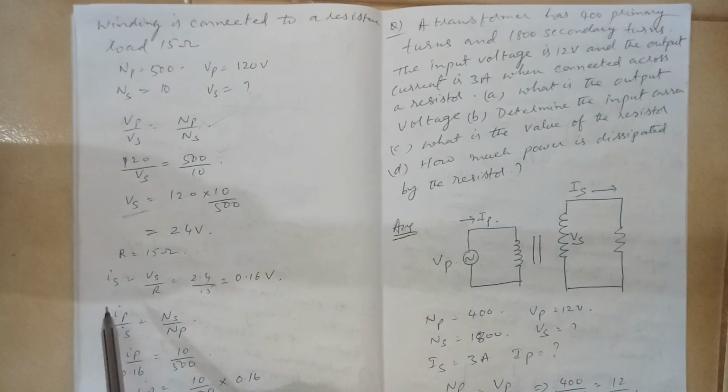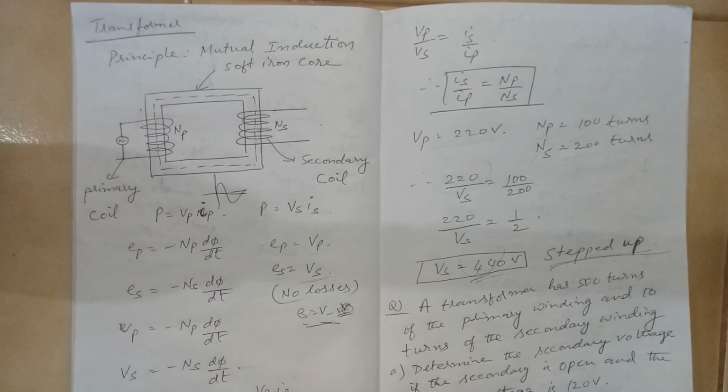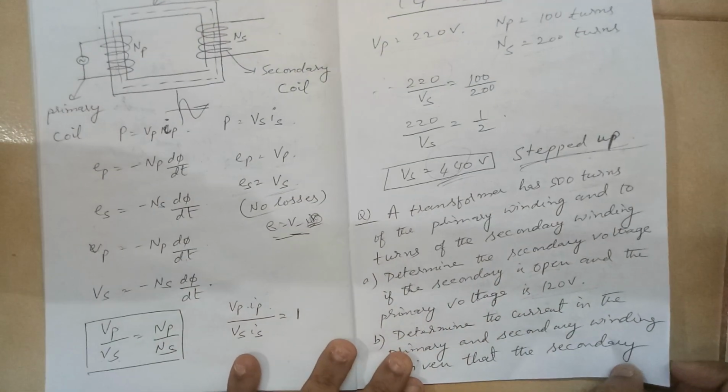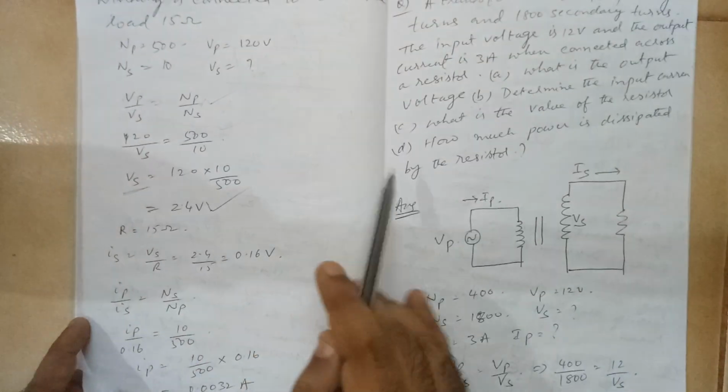From here you can find out the value of Vs. Np is given as 500 and Vp is given as 120 volts, as in the question. So when you calculate that, you get Vs equal to 2.4 volts.